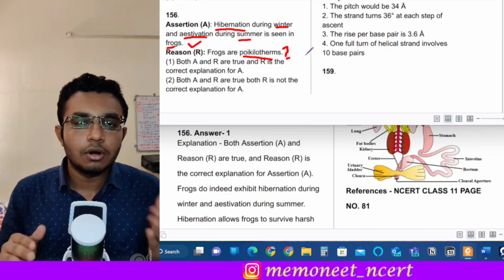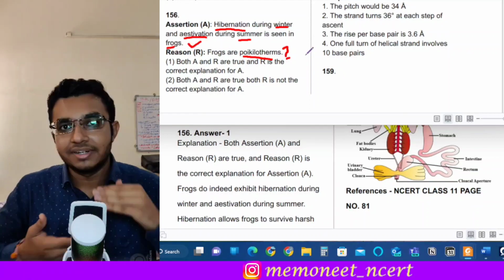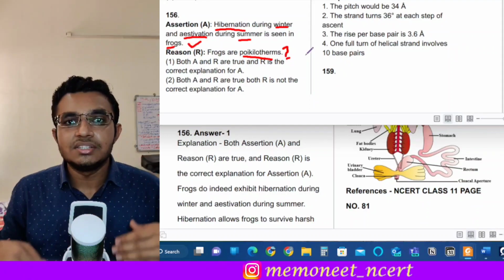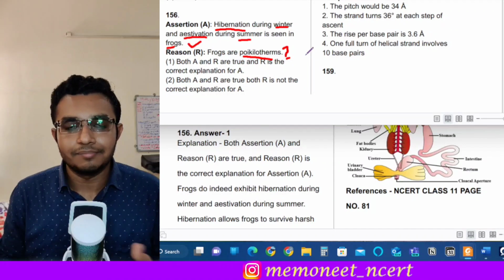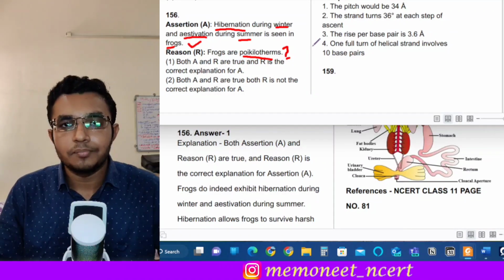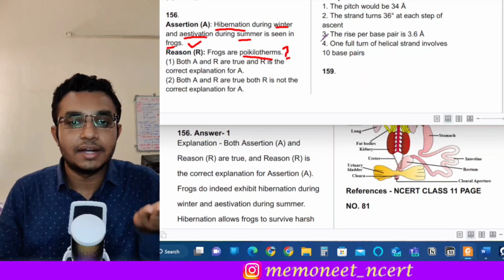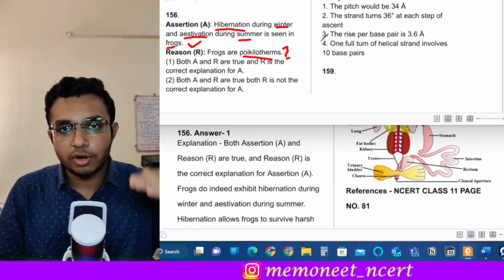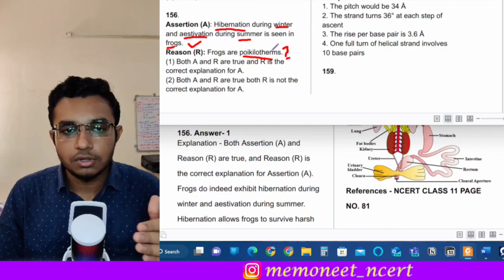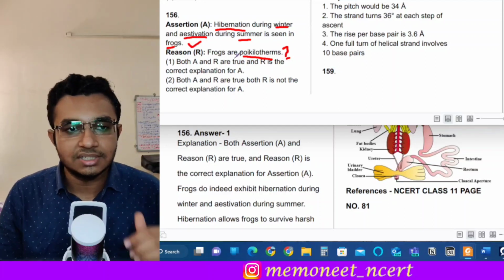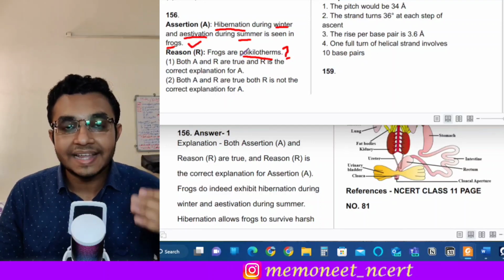And why are they called cold-blooded animals? Because the temperature of their blood changes according to the surroundings. Okay, so if the surroundings are hot, then the temperature of the body increases, and if they are in cold surroundings, then the body temperature decreases. So frogs belong to poikilotherms. So this is a correct reason, and also it explains the assertion.